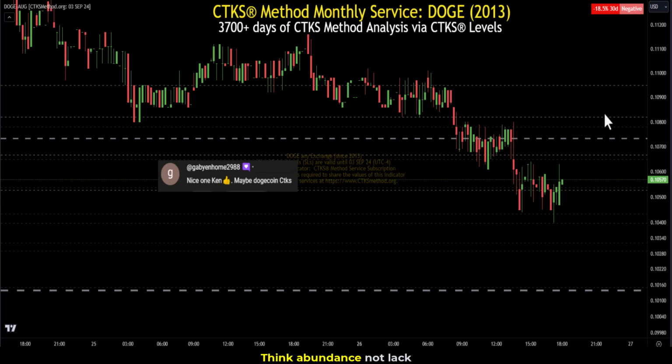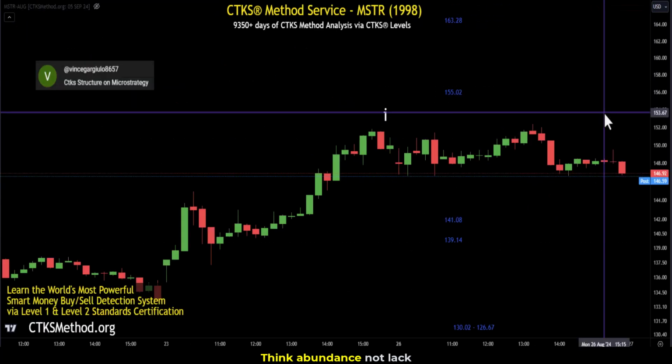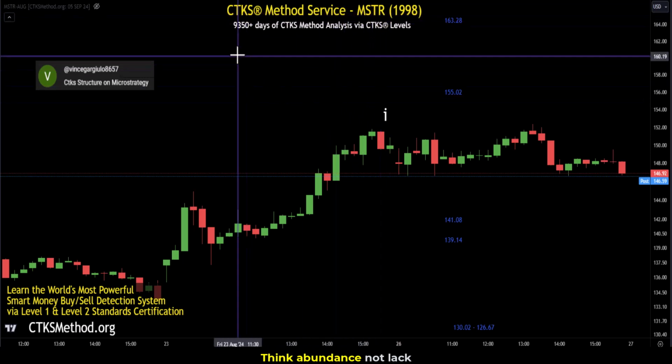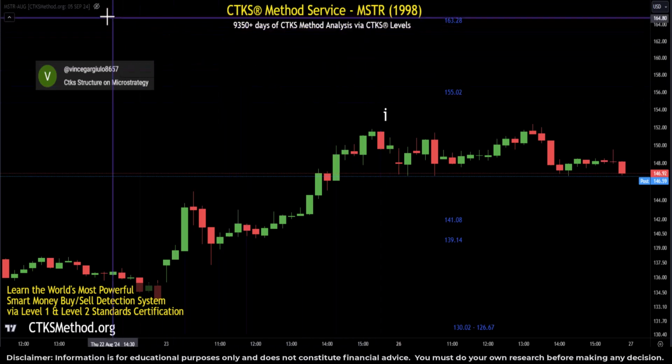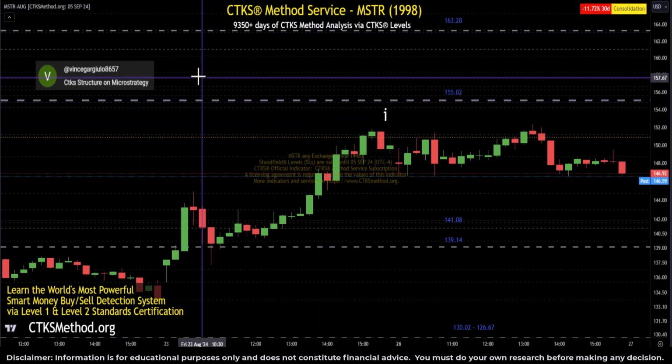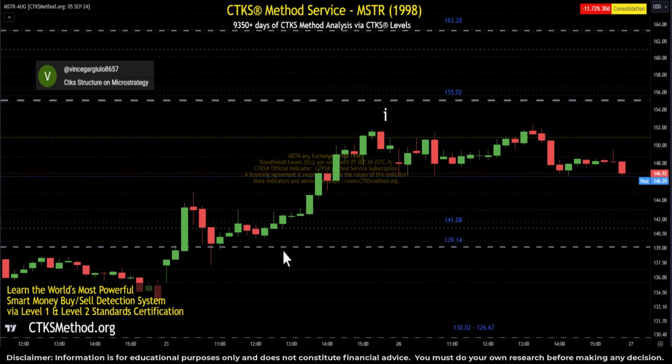You can do really well if you can read across charts. Many people are invested inside the stock market, and when we look at MicroStrategy, which has been trading for nearly 10,000 days, marking up the structural levels is really quite fascinating. What you can see here, and this markup is done with level 1 and level 2 standard certification, is that around that 155.02 is quite a strong level of structural resistance, and around 141.08 and 139.14 is quite good structural support.